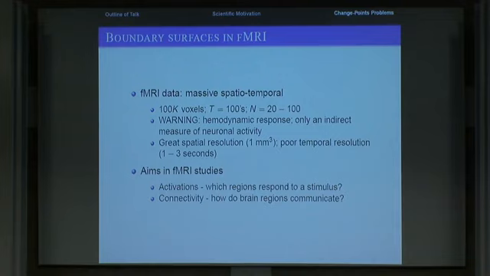So the aims in fMRI studies are activation, identify which regions respond to a stimulus, and also connectivity. So very, very vaguely here, how do brain regions communicate? So when people look at connectivity, of course, they look at cross correlations, lagged cross correlations. We also look at coherence at very low frequencies. And the word connectivity is very fluid. So when you analyze your data, you have to be very specific as to what your metric of dependence is, what it is that you're using.